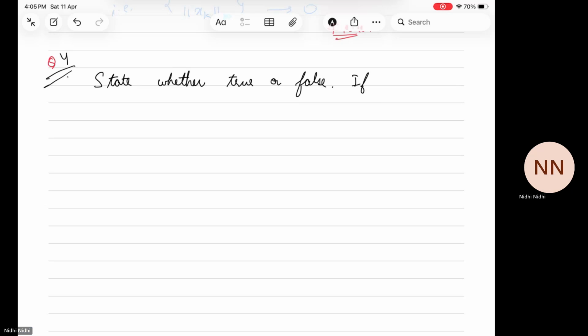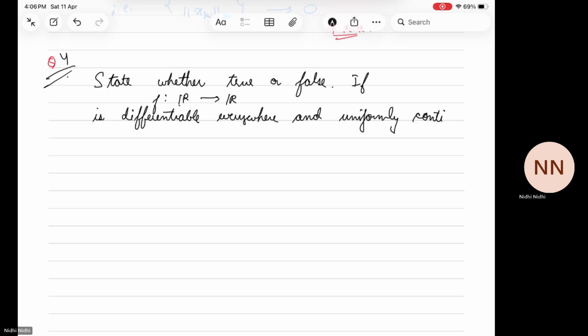If f is a function from R to R, is differentiable everywhere, differentiable everywhere, and uniformly continuous, then f dash, the derivative of the function, is bounded.